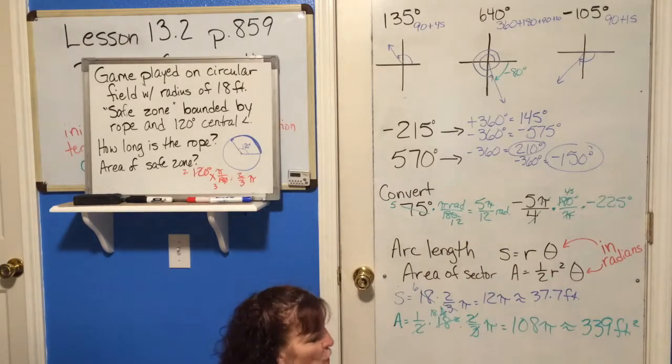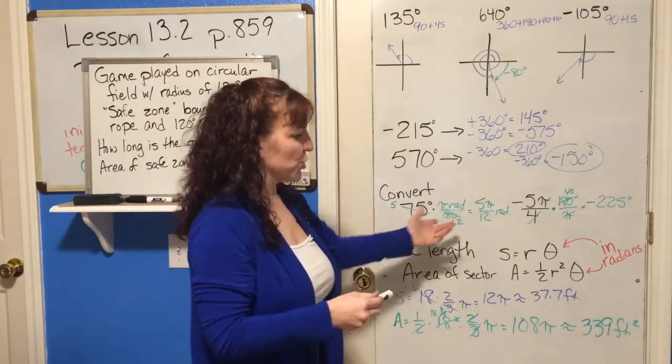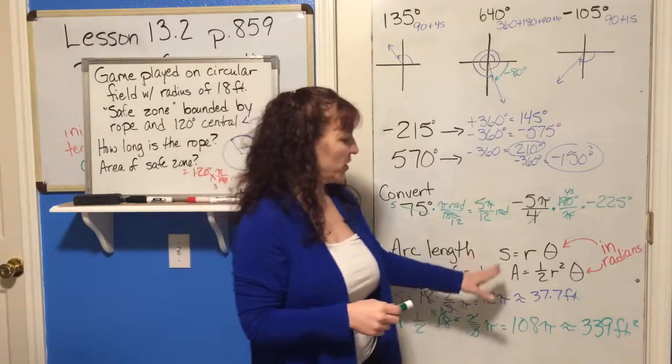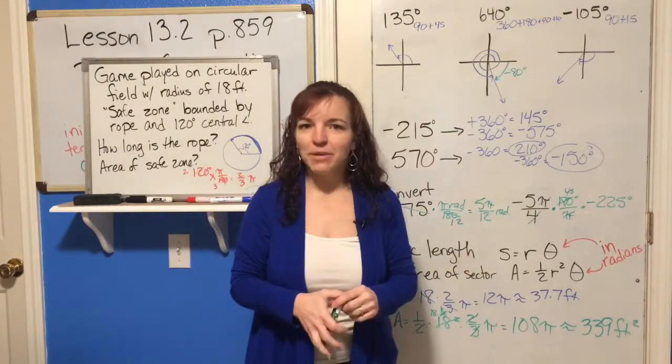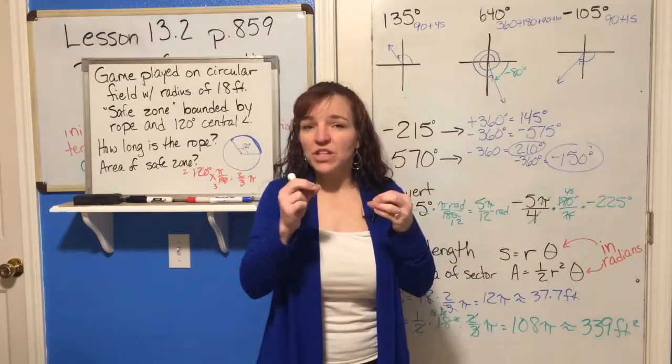All right. So the only tricky thing with this part is make sure you remember your conversions and then put them into your formulas for arc length and areas. All right. There's a lot of different things going on. None of it is very difficult, but there's a lot of things.